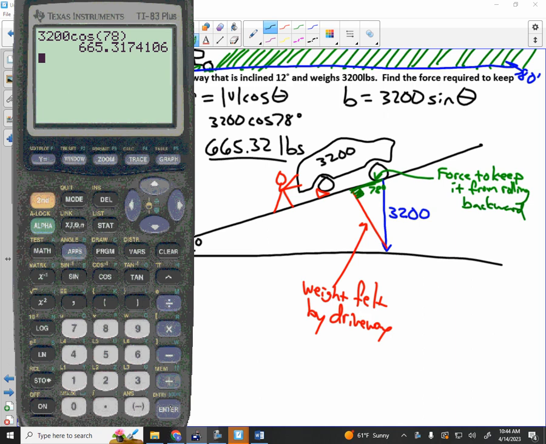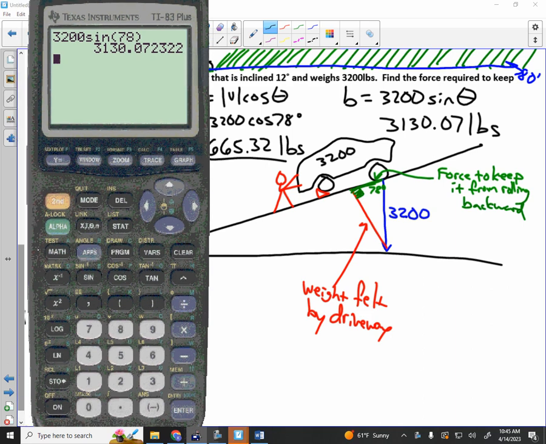And then the other one, what's the force felt against the driveway? Well, let's take that 3,200 and we'll multiply by sine of 78. And you can see the driveway is feeling a force of 3,130 pounds. So the driveway doesn't feel the full 3,200, but it feels a good portion of it. Okay? Feels a good portion. You good?